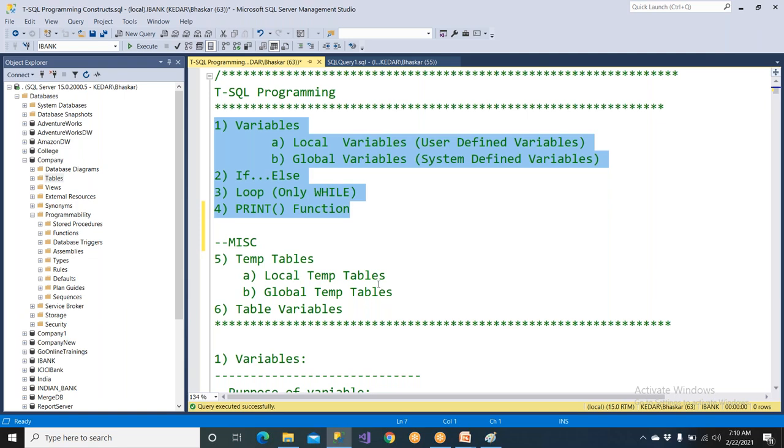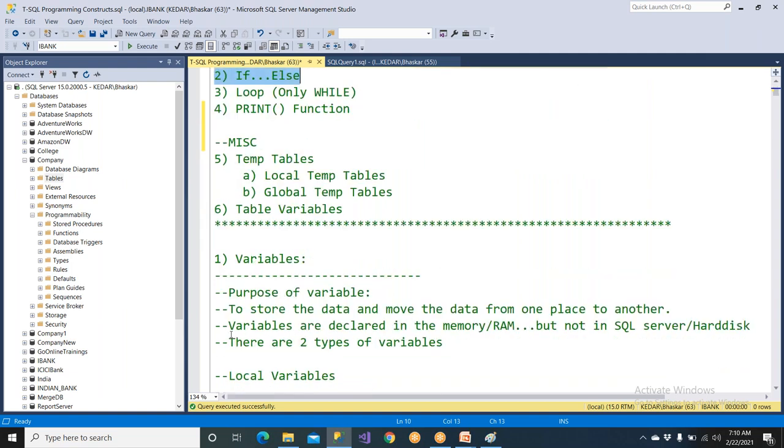Clear, guys? So what is a variable? There are two types of variables in SQL Server. One is called a local variable, or user defined variable. The second is called a global variable, also called a system defined variable. Now the first question: what is a variable? Let us understand the purpose of a variable. To store data and move the data from one place to another, we use variables.